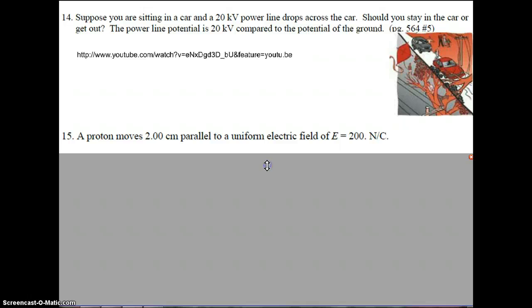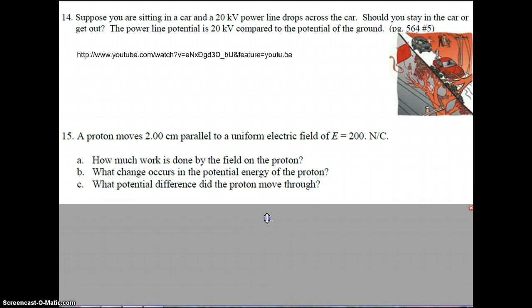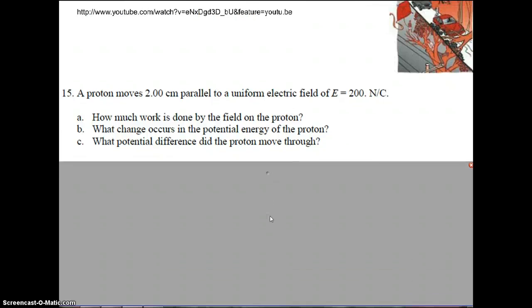Number 15, a proton moves 2 centimeters parallel to a uniform electric field whose strength E equals 200 newtons per coulomb. We want to know how much work is done by the field on the proton, what changes occur in the potential energy of the proton, and what potential difference did the proton move through.